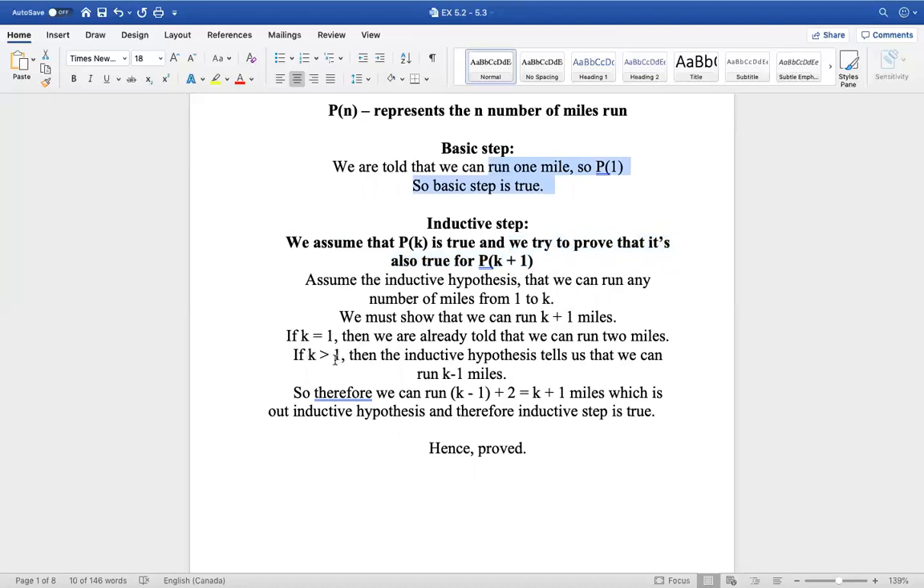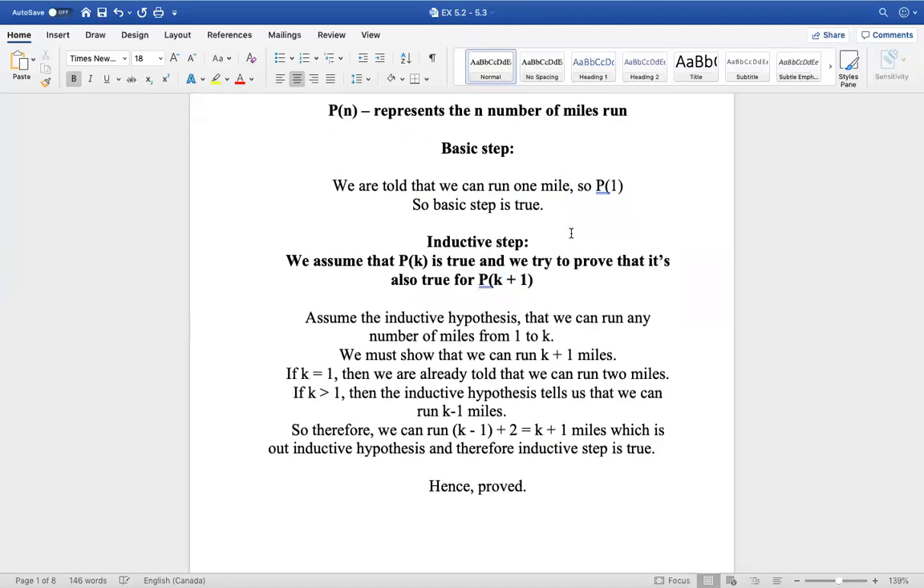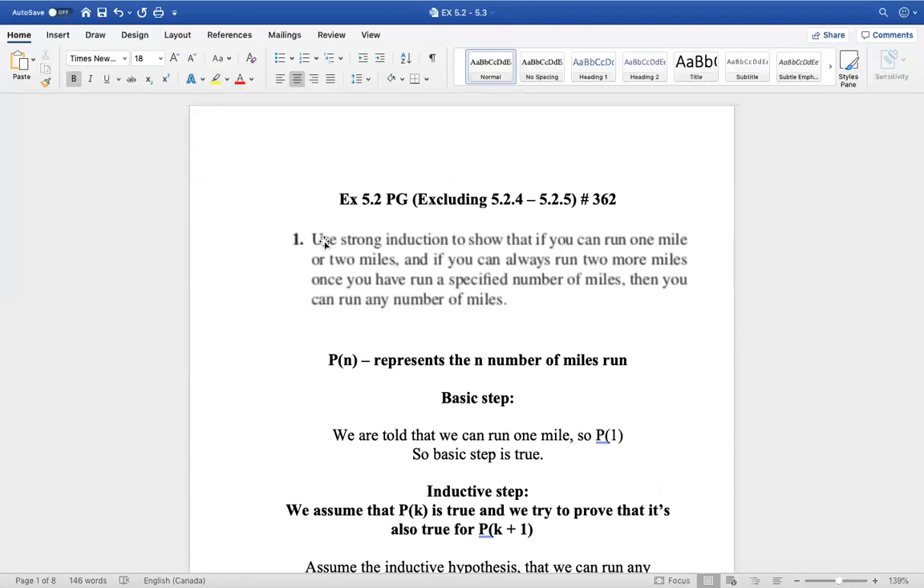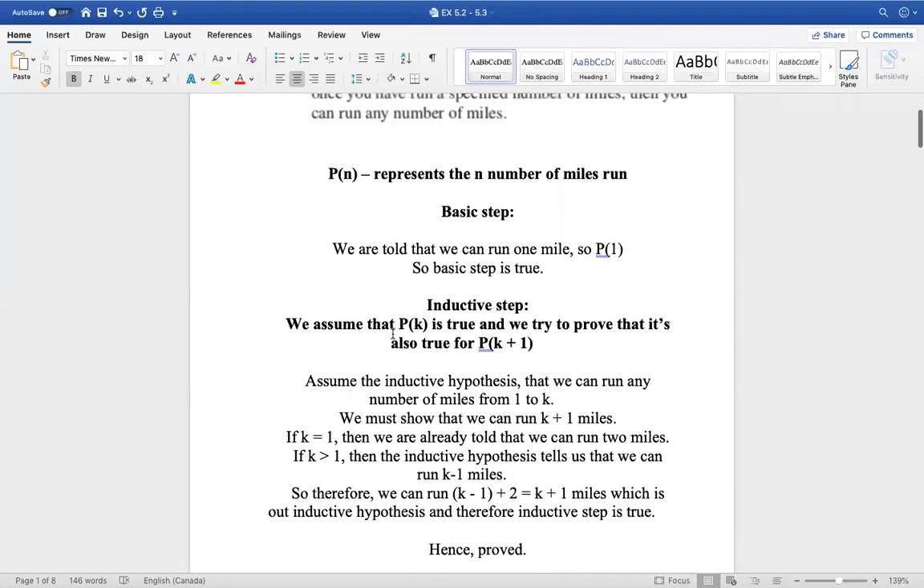And if k is greater than 1, then the inductive hypothesis tells us that we can run k minus 1 miles. So therefore, we can run k minus 1 plus 2, which is basically equal to k plus 1 miles, which is over here from our inductive hypothesis. And therefore, we know that this inductive step is true. Therefore, we have proved this. Okay, so this is the proof for this question.